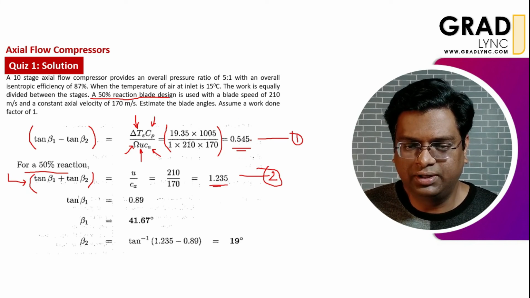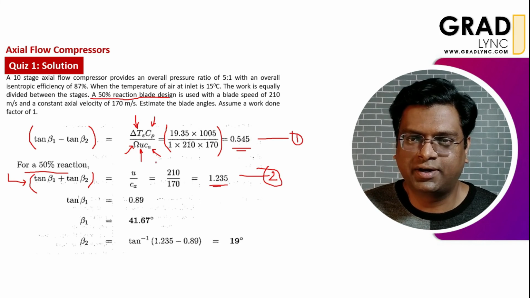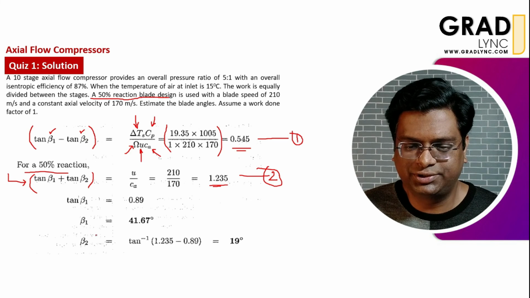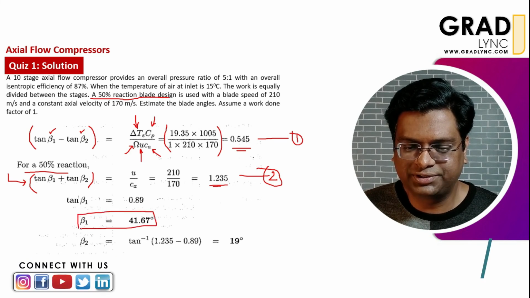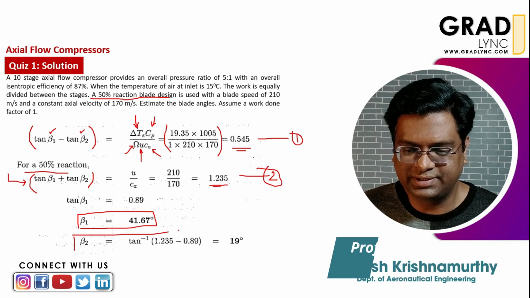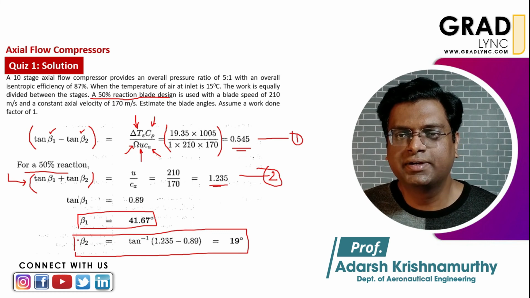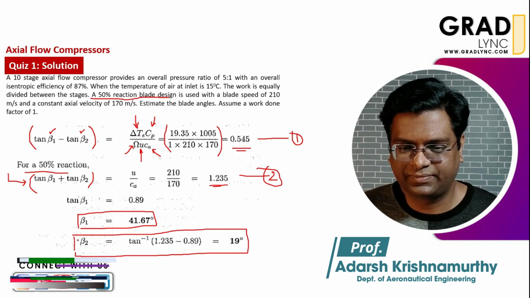So I have equation 1 and equation 2, and there are two unknowns, beta 1 and beta 2. So two equations, two unknowns, I can easily solve. So I get the value of beta 1 as 41.67 degrees and beta 2 as 19 degrees. So these are the blade angles at rotor inlet and rotor exit, right?